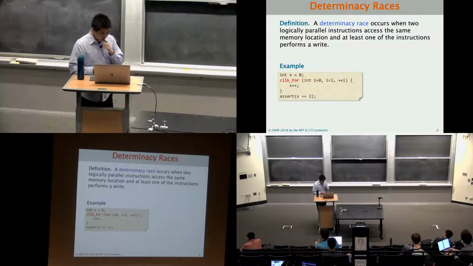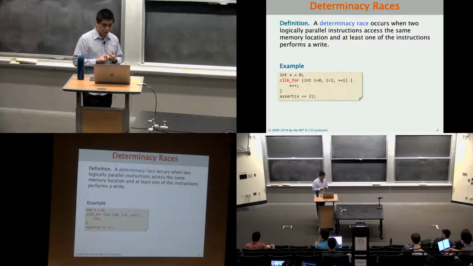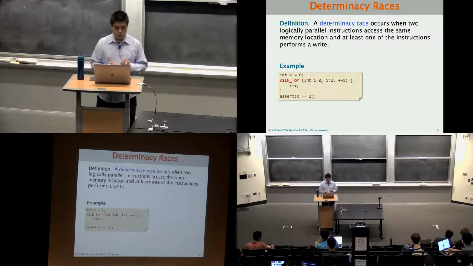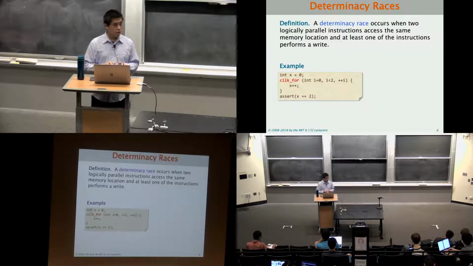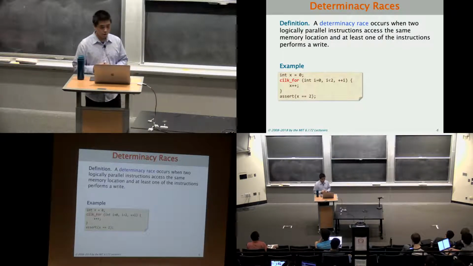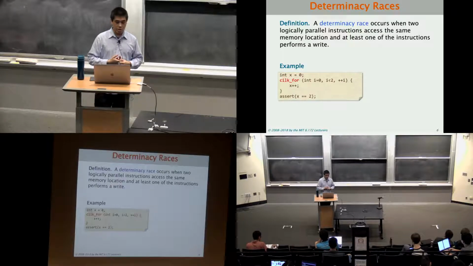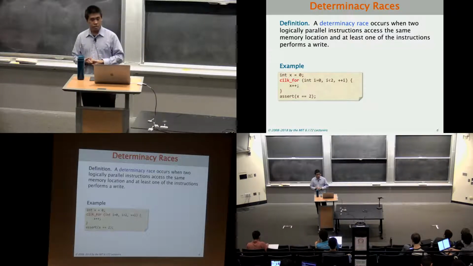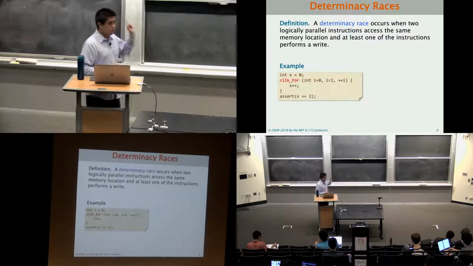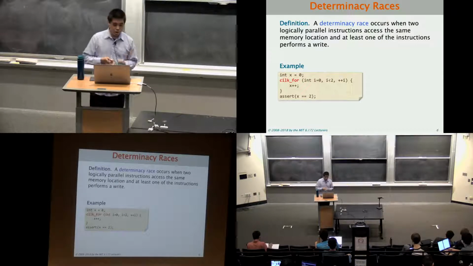In this code here, I'm first setting x equal to 0, and then I have a cilk_for loop with 2 iterations. Each of the 2 iterations increments this variable x. And then at the end, I'm going to assert that x is equal to 2. There's actually a race in this program.